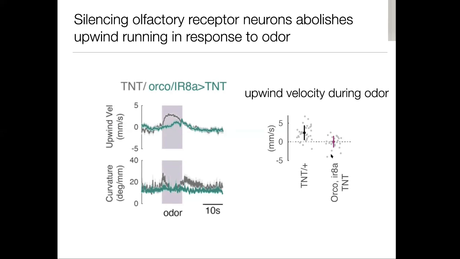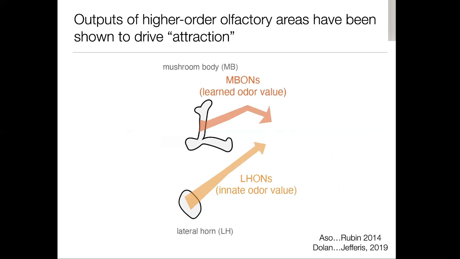So Andrew next turned his attention to these higher order olfactory areas that I discussed on Friday: the mushroom body, which is involved in olfactory learning, and the lateral horn, which is thought to be involved in innate olfactory behavior. Several output neurons of these structures had been identified by other labs that were shown to drive attraction. That is, when those neurons were activated, the flies preferred to be in the light. And so Andrew wondered whether any of these neurons could also drive upwind orientation.